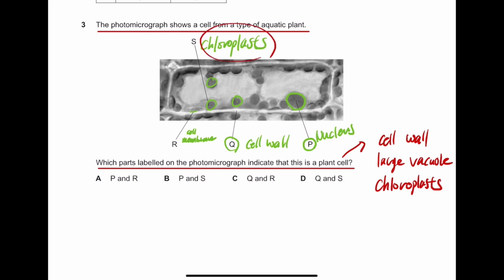chloroplasts and cell walls are the characteristics of plant cells that distinguish them from animal cells. So the answer should be Q and S, D.